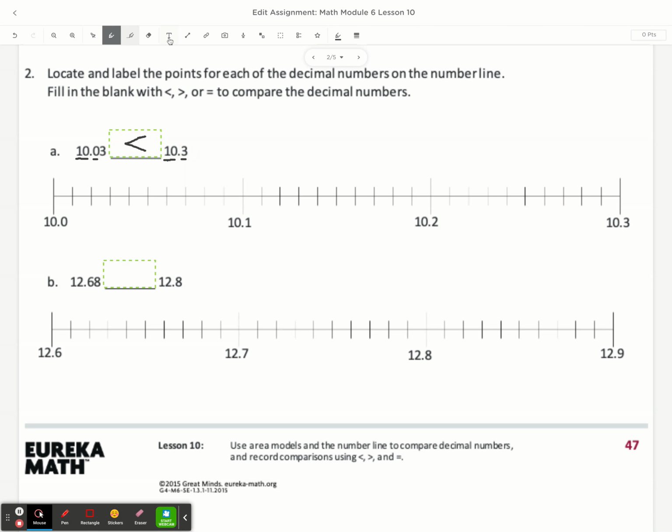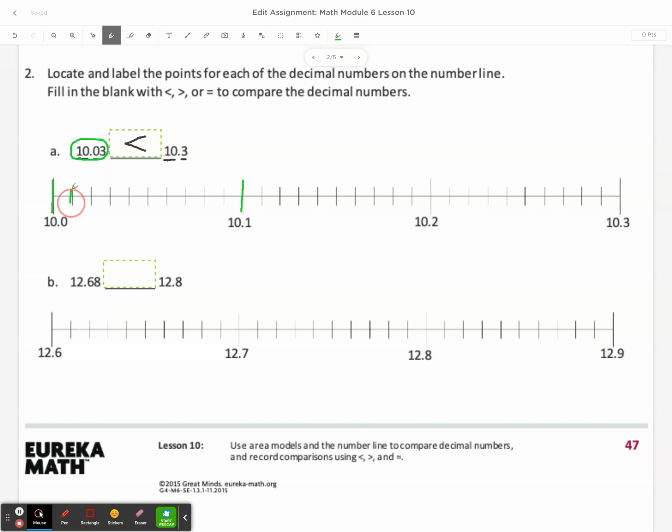And now, in order to show this on the number line, I'm going to change colors and kind of color code things here. So 10 and 3 tenths, I'm going to plot that one first. Well, this line right here is 10. This line right here is 10.1.